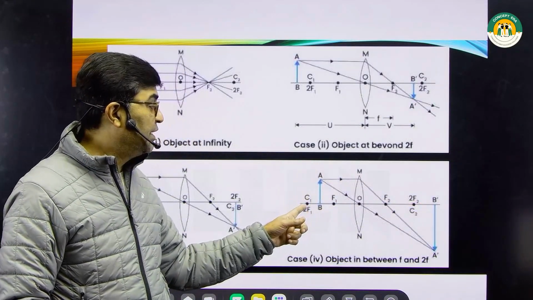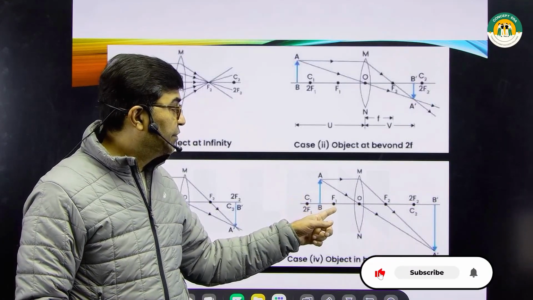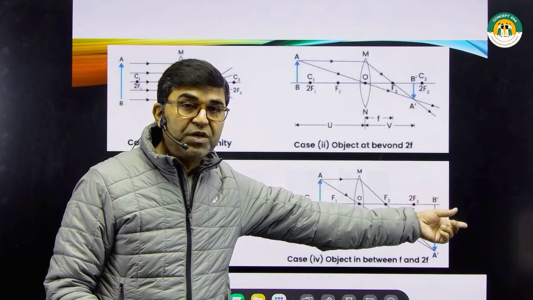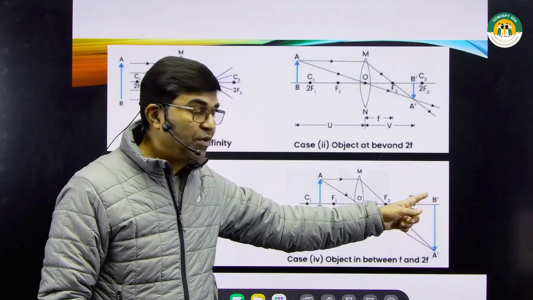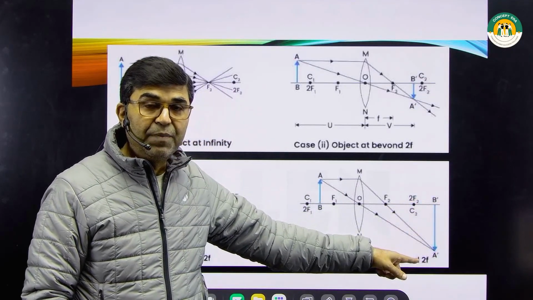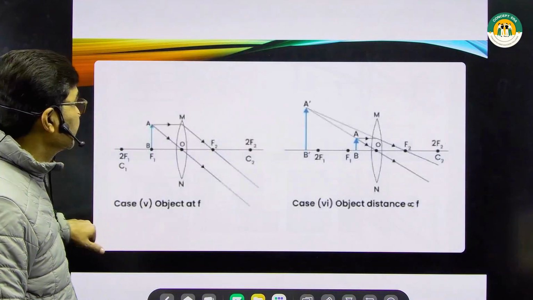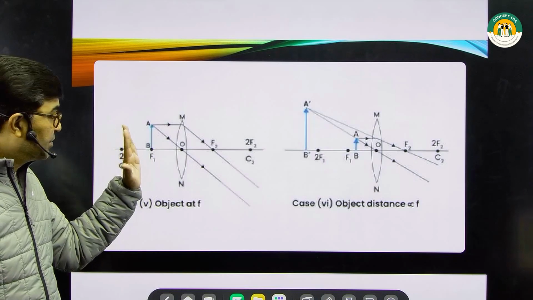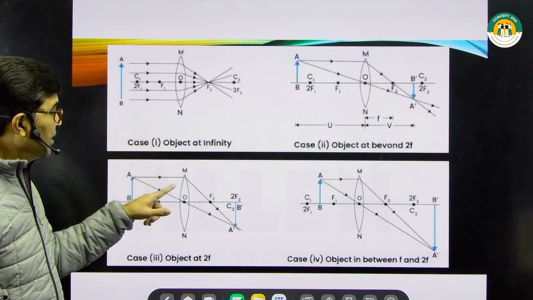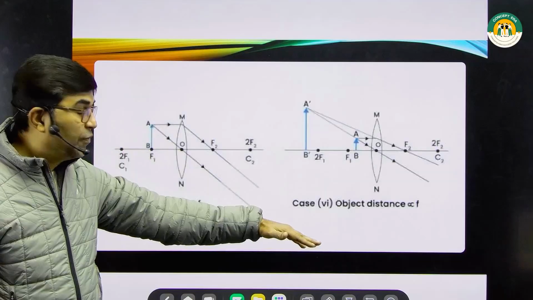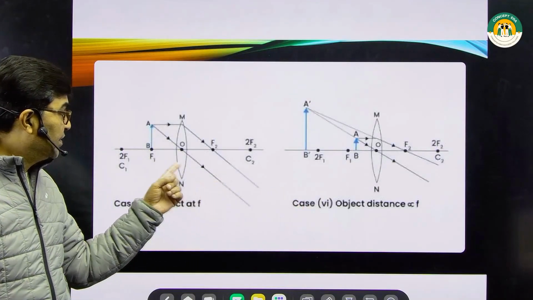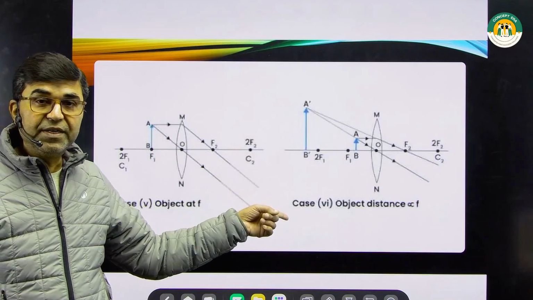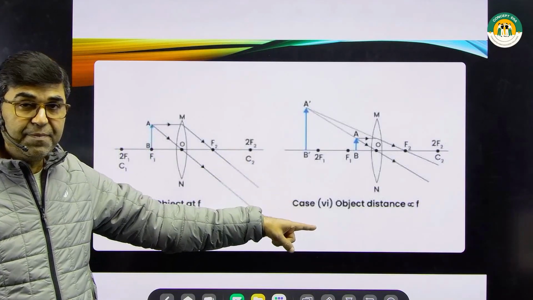Now the object is placed between 2f and f on the left side. So image has moved beyond 2f on the right side, and it is now real, inverted, and magnified. Now the object moving closer to the lens comes to the focus. So image goes further away, and when the object is placed at the focus, the image will be at infinity, real, inverted, and highly magnified.